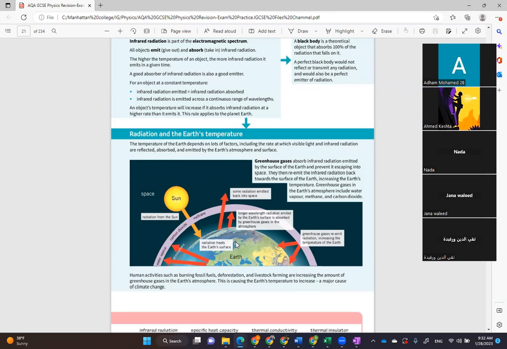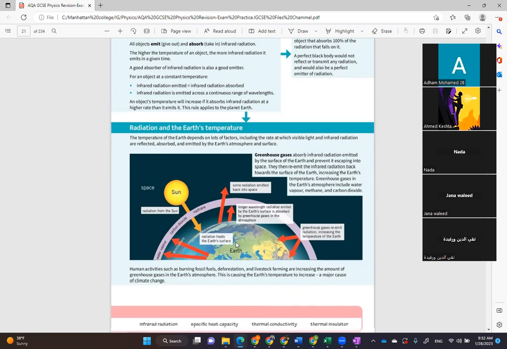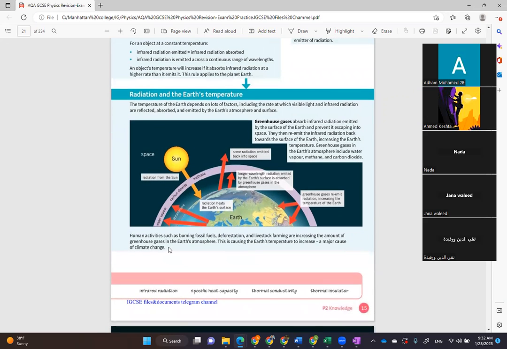Greenhouse gases in the Earth's atmosphere include water vapor, methane, and carbon dioxide. Human activities such as burning fossil fuels, deforestation, and livestock farming all increase the amount of greenhouse gases in the Earth's atmosphere, and this makes the temperature of the Earth increase.